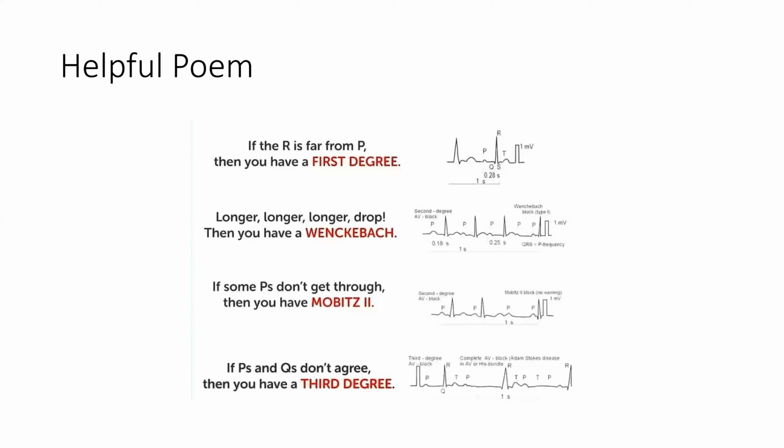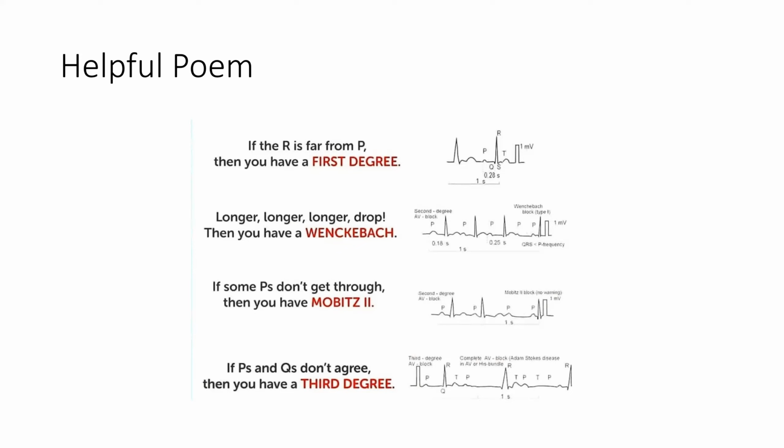So if your PR interval gets longer, longer, and then drops and starts back over again, we have a second degree type 1. If some P's do not get through, then you have a Mobitz 2. So again, this could be a P, QRST, P, QRST, and then a P and no QRS, so non-conduction. The PR interval is consistent when it's there, but they just don't all get through. So you may not see a QRS after a P every so often in Mobitz 2.